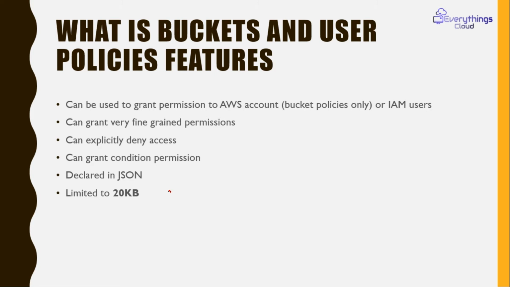What are the features? It can be used to grant permission to an AWS account, bucket policy only, or IAM users. It provides very fine grained permission, explicitly denying all the permission until you allow it yourself. Then you can apply conditional permission. It is declared in JSON and has a maximum limit of 20 KB.